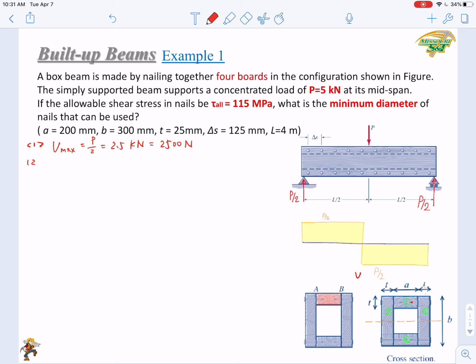Okay, step 2, we will find Y bar and I. This is a rectangle, so it's easy to find the global centroid right here. So the Y bar equals B over 2. That is 150 millimeter from either top or bottom. It's the same, right? They will be the same.